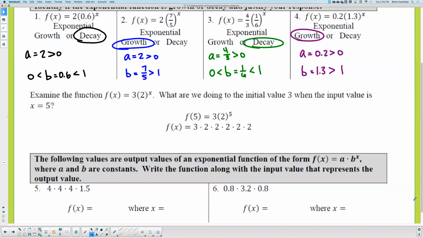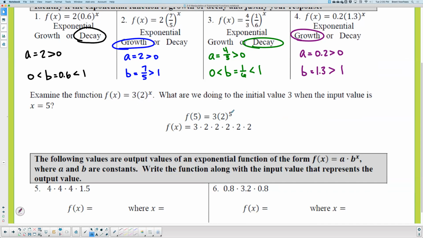All right, examine the function f of x equals 3 times 2 to the x. What are we doing to the initial value 3 when the input is x equals 5? If you plugged in a 5 there, you'd have 3 times 2 to the 5th. Now, can I multiply the 3 and the 2, the a and the b? Can I multiply right here and say that's the same thing as 6 to the power of x? Is that true? No, that's not a true statement.